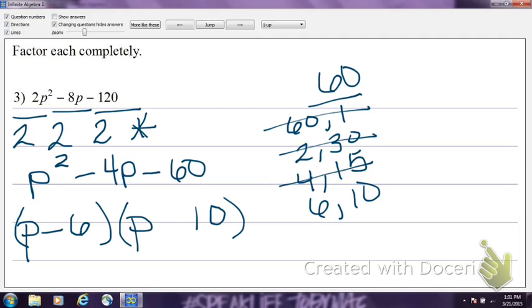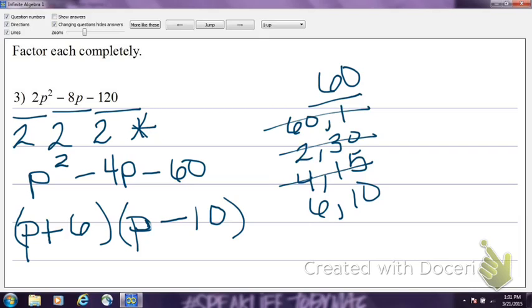So I'm going to go ahead and try negative 6 and positive 10, and I'm going to check my work. Is a negative 6 times 10 a negative 60? Yes. Is a negative 6 plus 10 equal to negative 4? Since it's actually equal to positive 4, I'm going to change it. I'm going to make this a plus, and I'm going to go in and make this a minus, since they still have to be opposites.